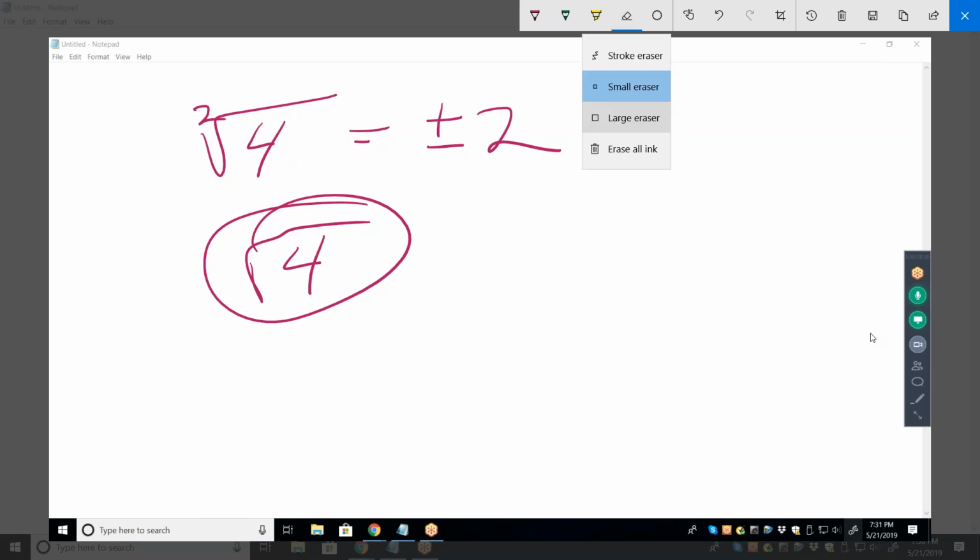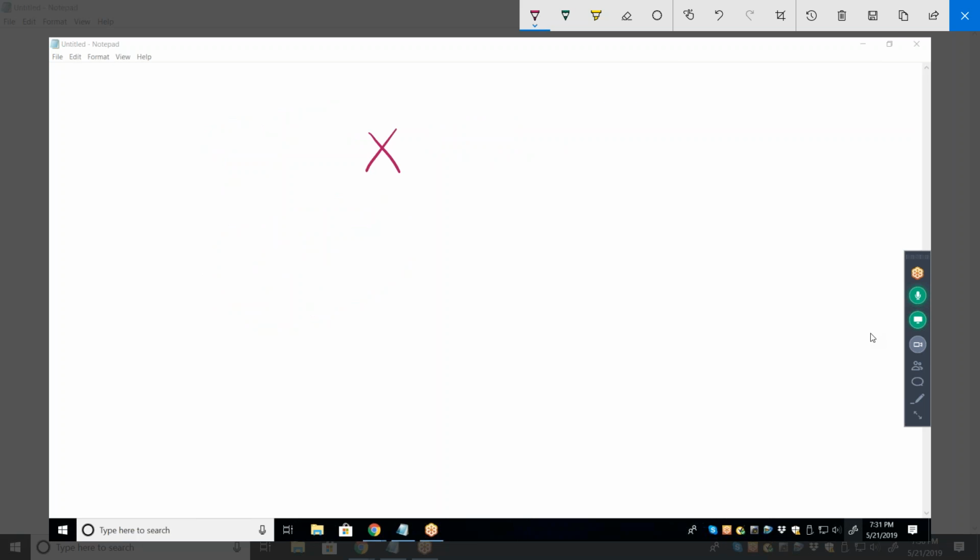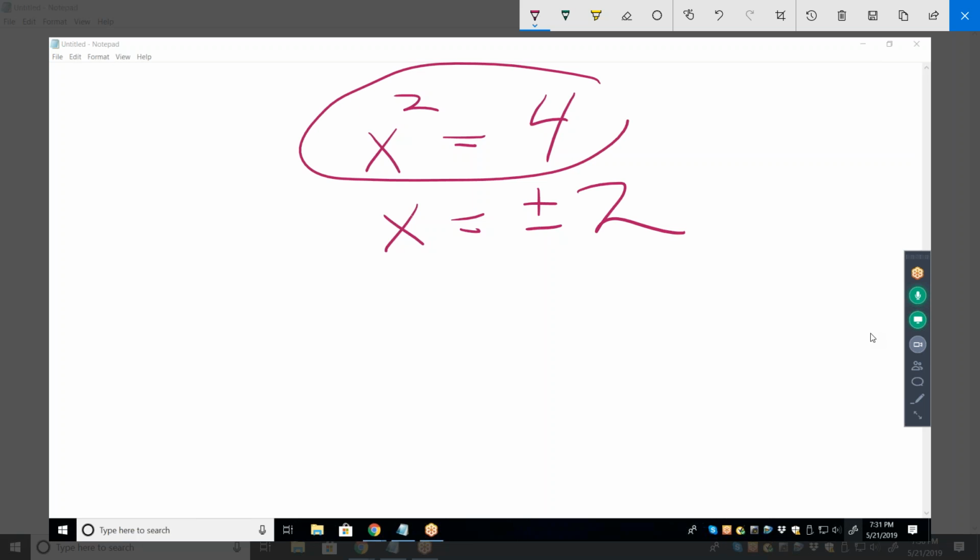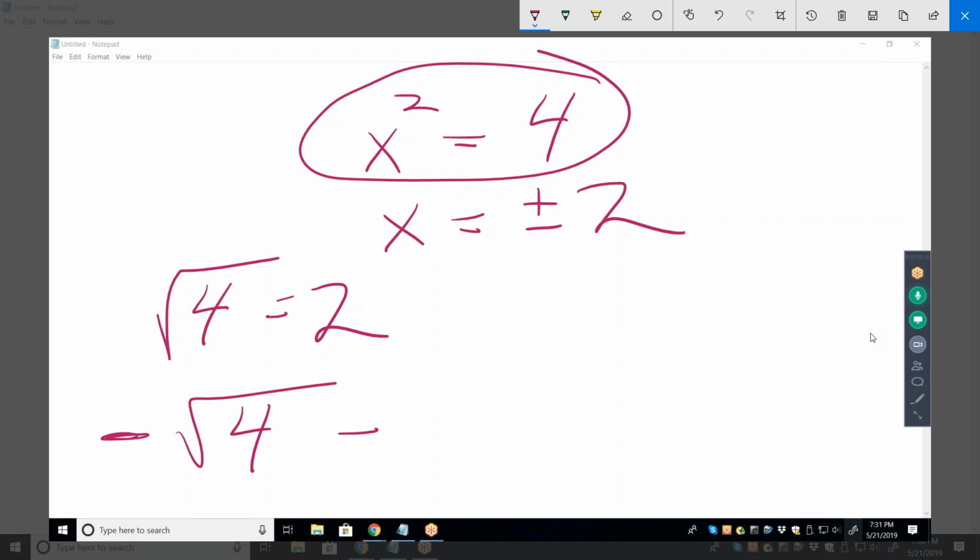However, if I have an equation like this, and I'm solving it by taking the square root of both sides, then my answer is plus or minus 2. Always. It all depends on whether you're solving an equation by taking the square root or you're just looking at that. That means plus 2. If I want the minus 2, I'm going to write it like that. That means minus 2.